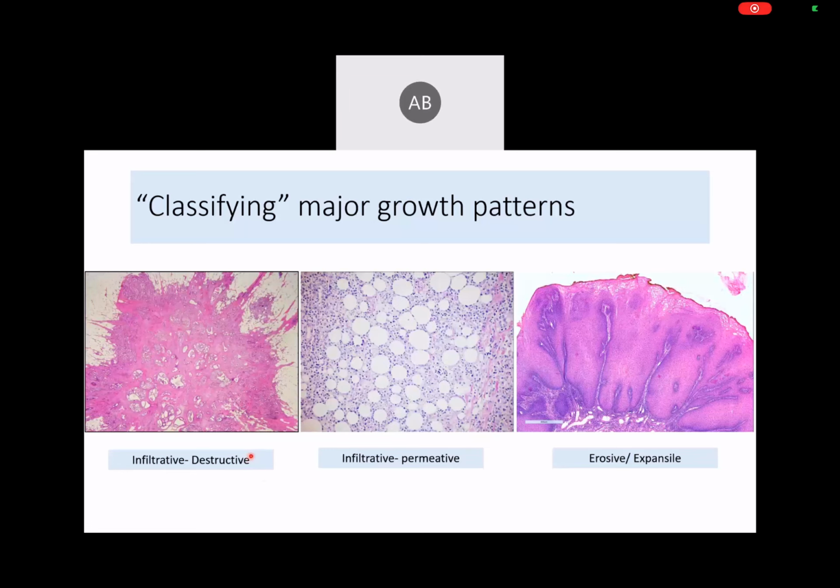Please, everybody. Is there anything in the chat box, Shrutika? No, ma'am, nothing. All right. So you now know what infiltrative and expansive is about. Do you remember what we have to look at in low power? The relationship of the normal to the abnormal.